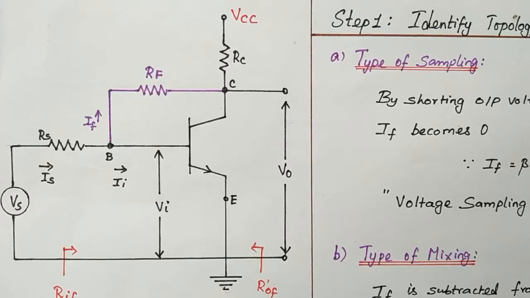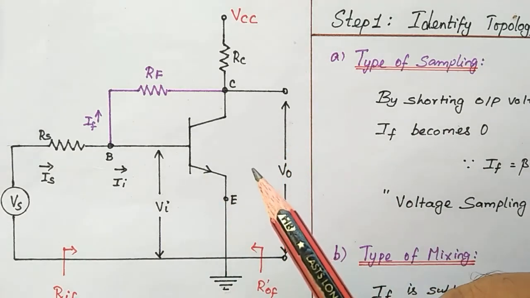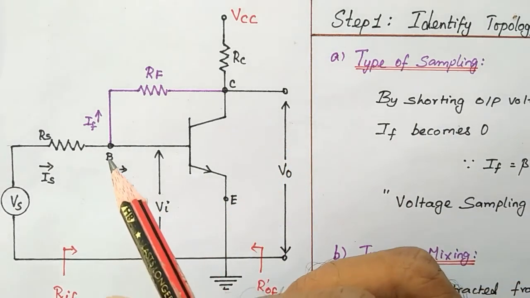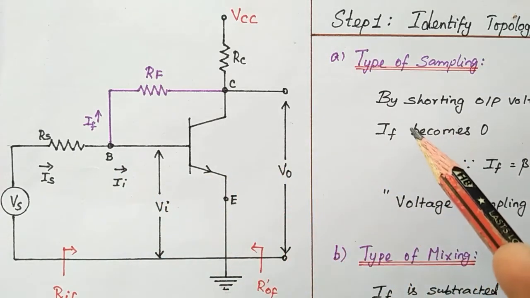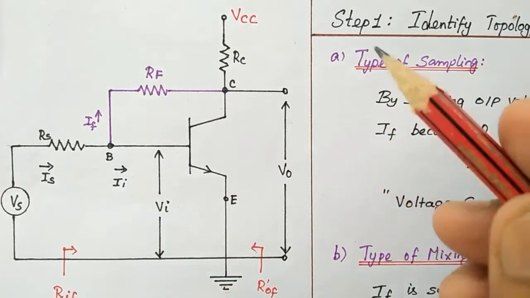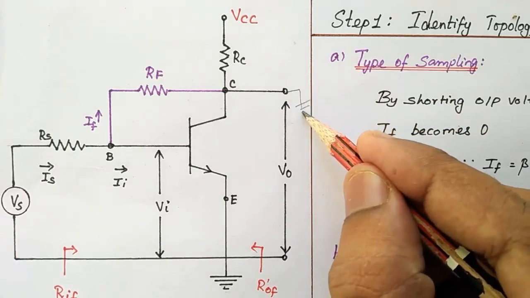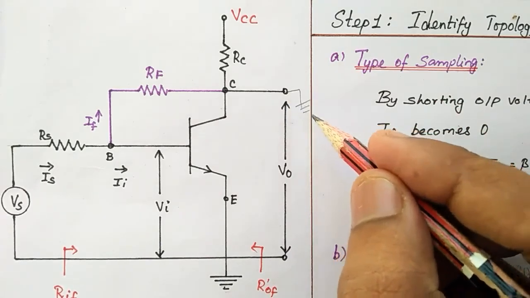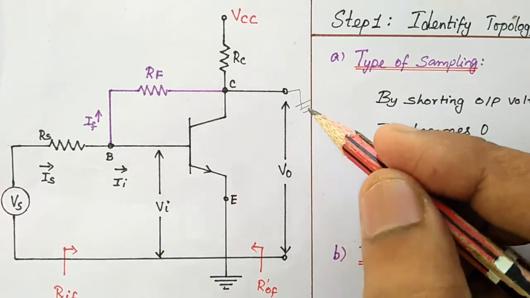For identifying the topology, we perform step 1, under which there are 2 subdivisions. First one is finding in the output side what type of sampling is done. Second, what type of mixing is done in the input side. These 2 parameters we have to analyze. First we take what type of sampling is used. Usually for this, we ground the output voltage terminal. If I ground this, does the feedback signal become 0 or not? That we have to identify here.